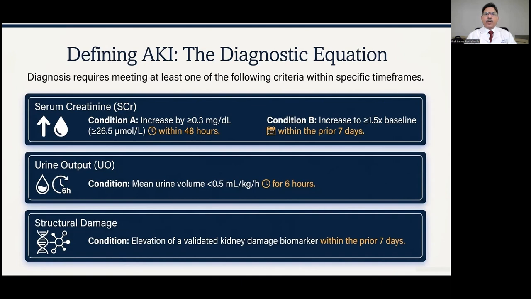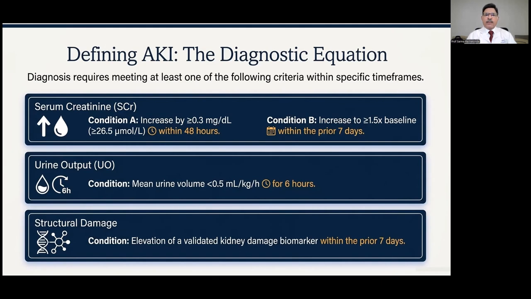Any increase of more than 0.3 milligrams in 48 hours, or an increase of 1.5 times the baseline; either one of them is okay. 1.5 times the baseline is in 7 days; more than 0.3 milligrams is in 48 hours. That is the first criterion. What is the first criterion? Serum creatinine increase of more than 0.3 in 48 hours or 1.5 times the baseline in 7 days.